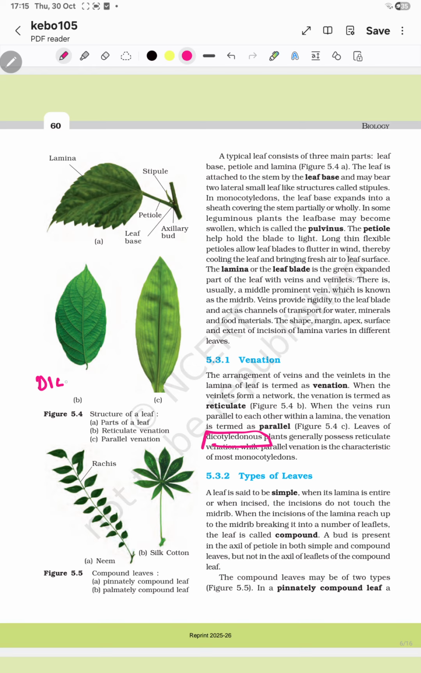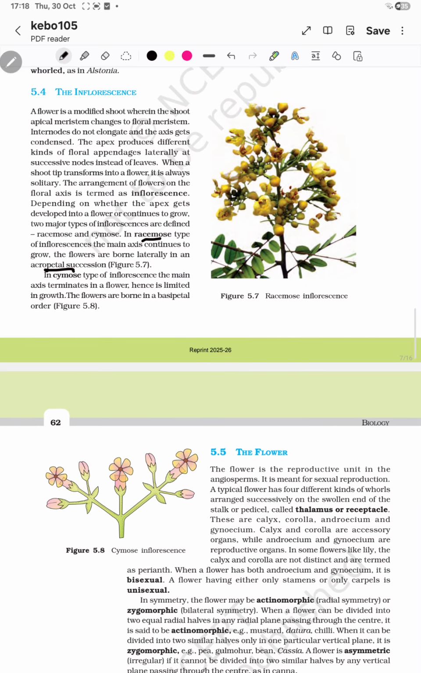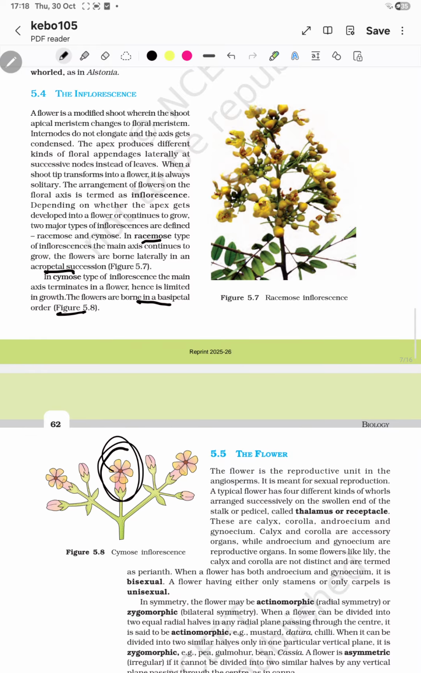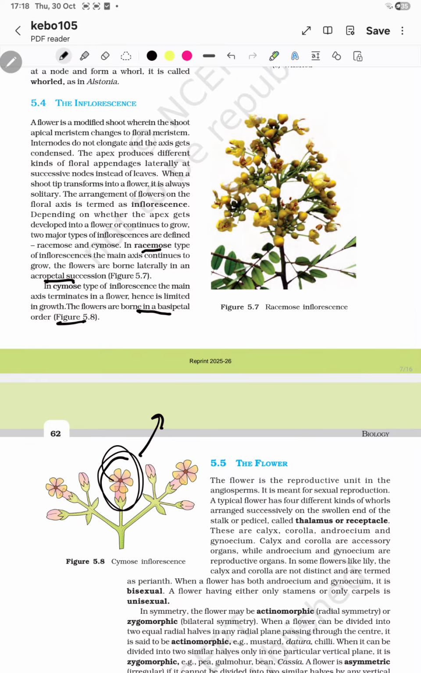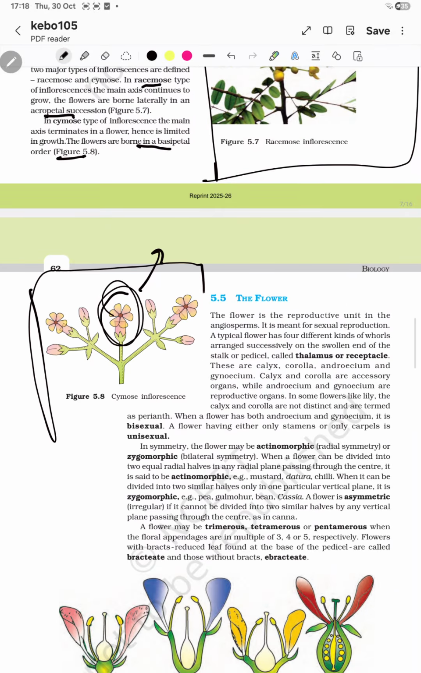Now the most important thing of morphology, which is repeatedly asked in NEET, is everything about inflorescence and the flower. Firstly, they'll ask you what is racemose, what is cymose inflorescence. Racemose inflorescence is that new flowers are at the top, old flowers come down, that is acropetal succession. Cymose inflorescence is called basipetal succession, where the main axis terminates in a flower. Hence, growth is limited. Again, go through the diagram of racemose inflorescence and cymose inflorescence.